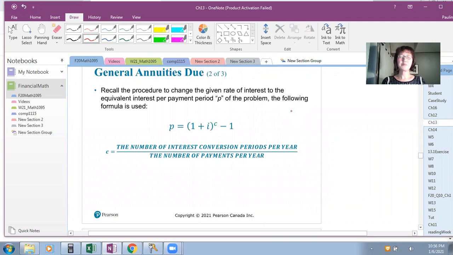So when you have PY not equal to CY, the first step is to calculate the equivalent rate per payment period, P. P equals 1 plus I raised to power C, minus 1, where C equals the number of interest conversion periods per year divided by the number of payments per year, and I is the periodic interest.